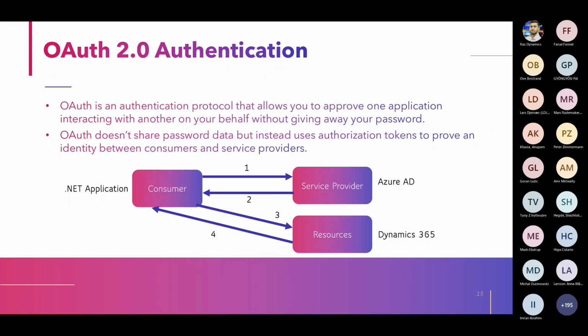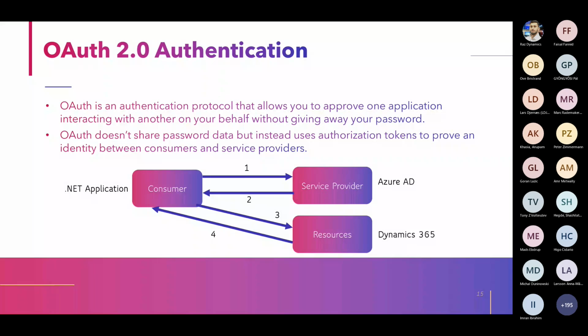So for that purpose, we have the OAuth 2.0 authentication. Okay, so OAuth is an authentication protocol basically that allows you to approve one application interacting with another on behalf of other users. Okay, and you don't need to give your username and password to that application.